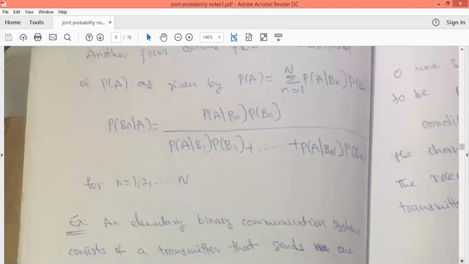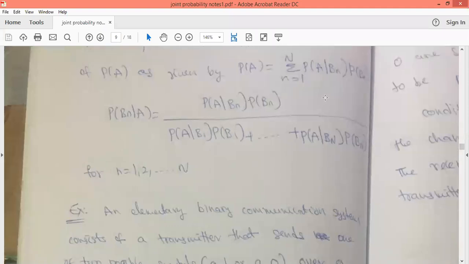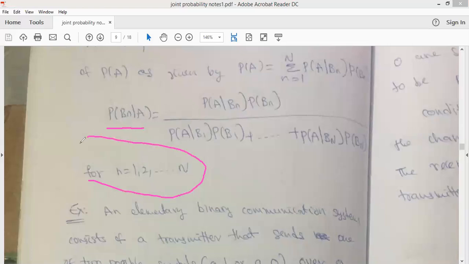Here we have to substitute n. Now if you find probability of B1 given A, it will be probability of A given B1 into probability of B1 divided by probability of A. For the probability of A, we have to consider all mutually exclusive events from B1 to Bn. So this equation holds good for all n values, n is equal to 1 to capital N. So this is called Bayes' theorem.